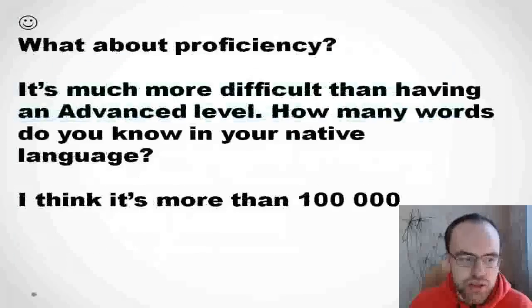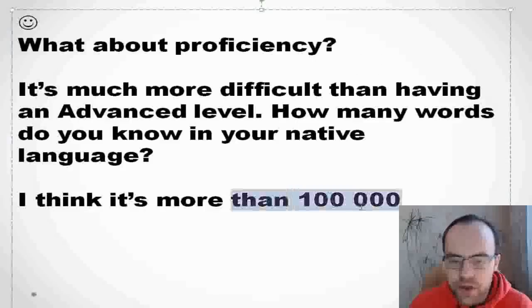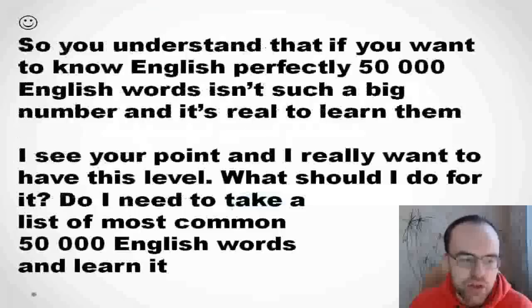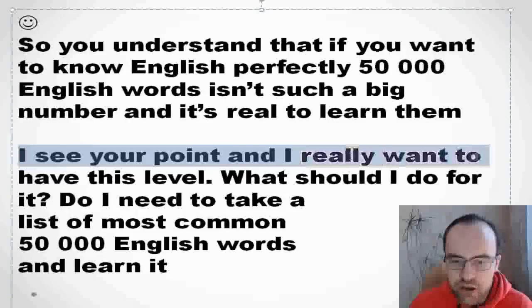So you said that maybe you know 100,000 words in your native language. So if you want to know English perfectly, this number is okay. So I see your point, and I really want to have this level. What should I do for it? Do I need to take a list of the most common 50,000 English words and learn it?